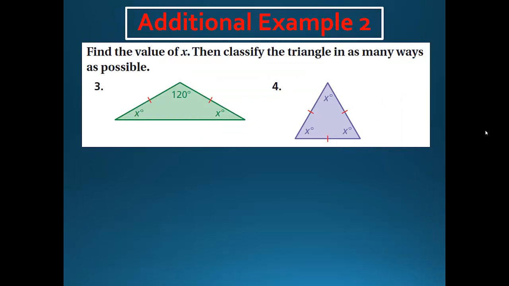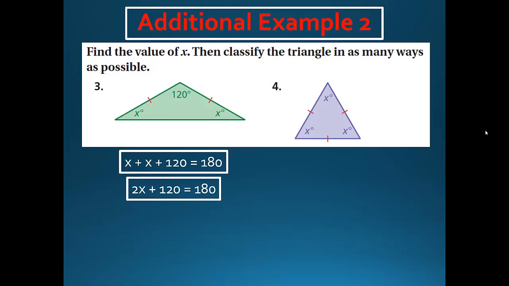Now we have an additional example. You can pause the video and try it on your own, or you may follow along. We want to find the value of x, then classify the triangle in as many ways as possible. So for number 3, we're going to add our 3 angle measurements and set that equal to 180. So we have x plus x plus 120 equals 180. Now we're going to solve our equation. So x plus x equals 2x, so 2x plus 120 equals 180.